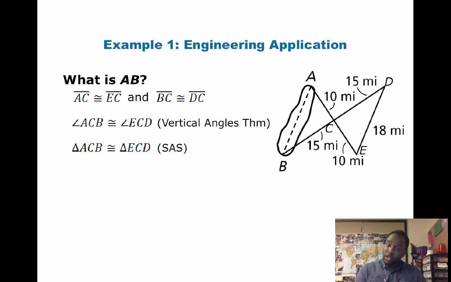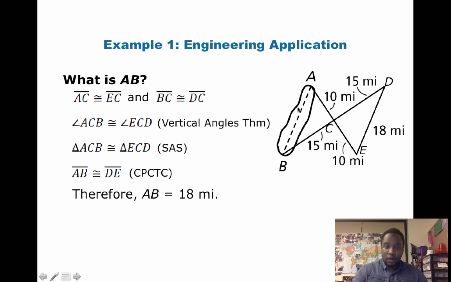Now that we know that the triangles are congruent, we can now say that a pair of corresponding parts is congruent. So we can say that segment AB is congruent to segment DE. See how AB is the first and third letter, and DE is the first and third letter. So those are corresponding parts. Since the triangles are congruent, we know that the corresponding parts are also congruent. And since they're congruent, we can say that that's by CPCTC. Therefore, their measures are equal, and the length of AB would be 18 miles.